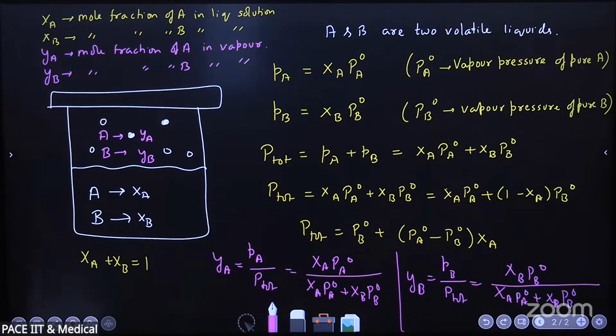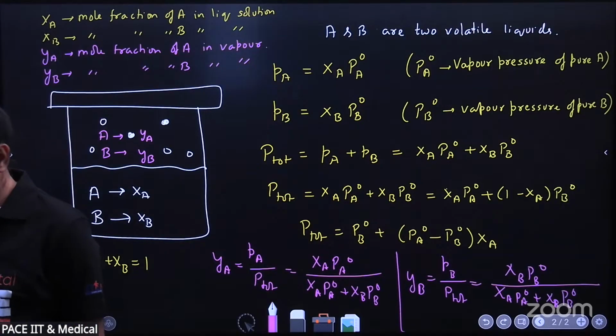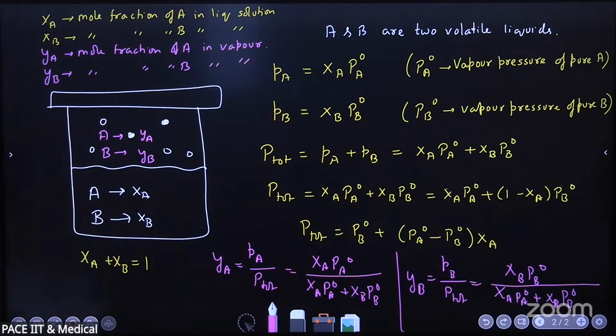What is partial pressure of A? What is partial pressure of B? What will be mole fraction of A in vapor phase? And what will be mole fraction of B in vapor phase? Okay. So let's see how we will apply it in problems. Directly, let's start with various problems of PYQ. So let's take this example first.